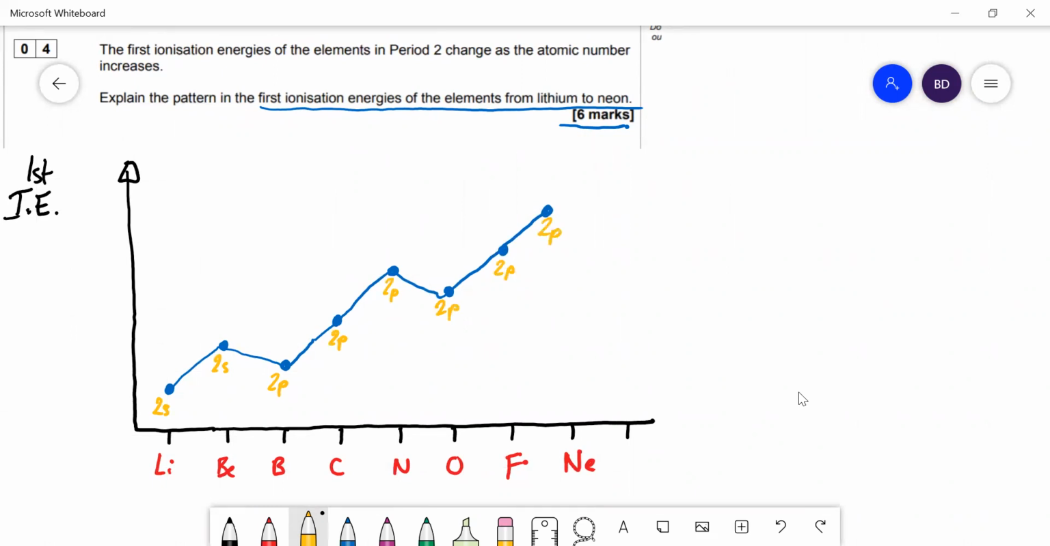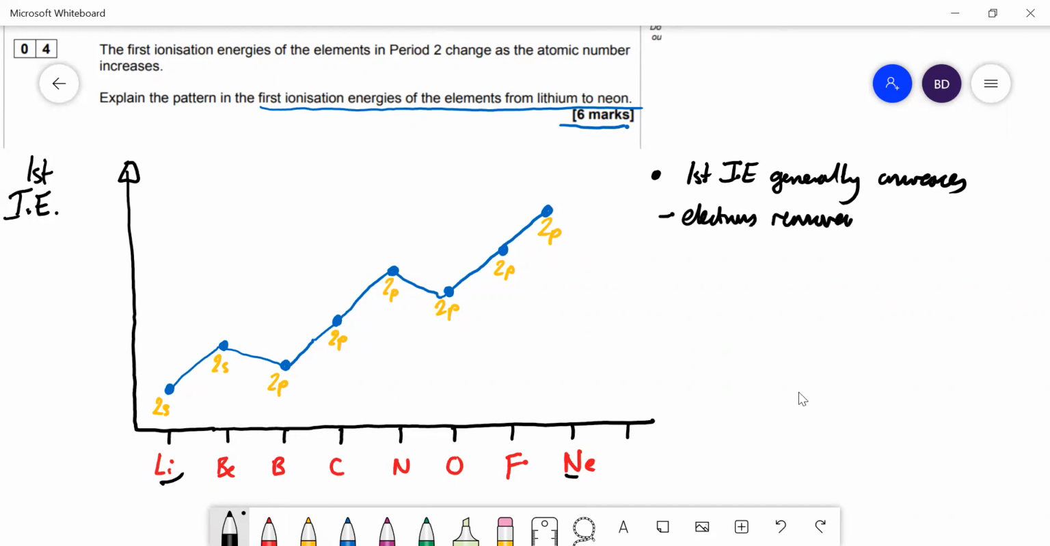So we've got to explain the pattern. The first thing I would say is, as you go from left to right, the general thing is that the first ionization energy increases as you go from lithium to neon. Why does it increase? Electrons have been removed from the same quantum shell, i.e. number 2. So that means you've got roughly the same distance from the nucleus.